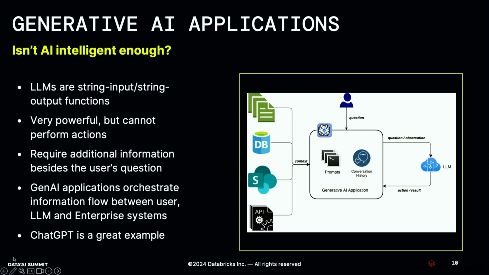cannot be done by the model itself, right? If you have a conversation with ChatGPT, you expect that it has a memory of what was said before and uses that memory as context for the next answer. You expect to be able to upload a file and then ask questions about the file. The LLM itself cannot do those things. An LLM is stateless. From an engineering perspective, it's a string input, string output function. So you need another component which will orchestrate information flows between enterprise systems, the user, and the LLM to provide this enriched functionality. And this is what I call generative AI applications. So we build and deploy these generative AI applications on Databricks.